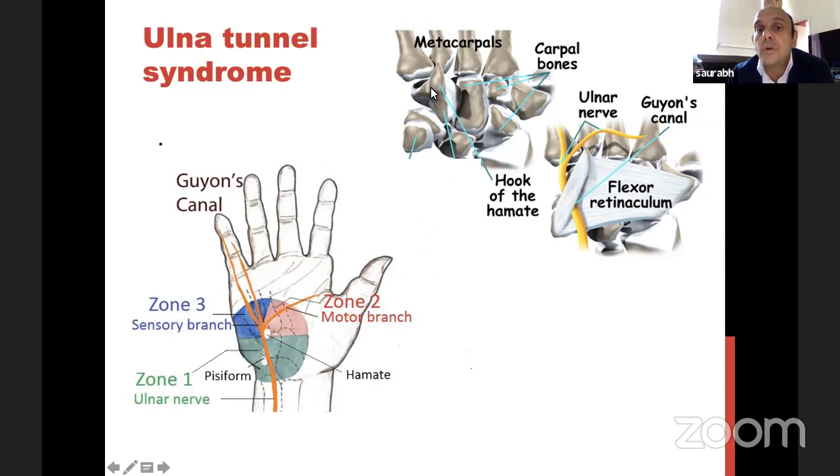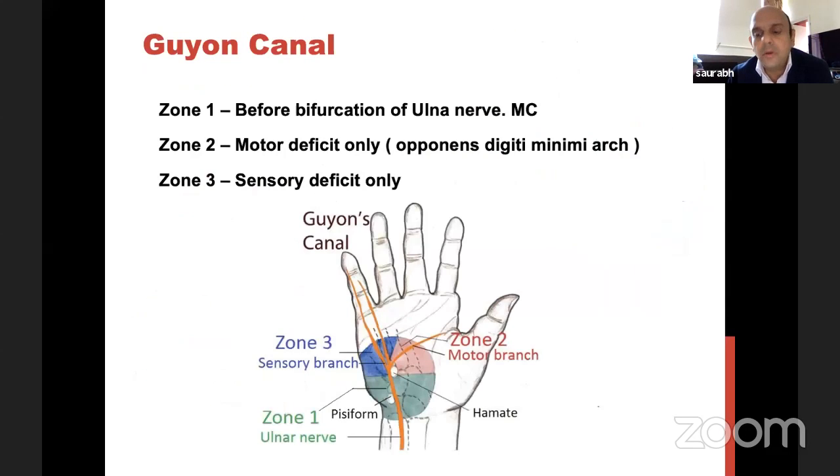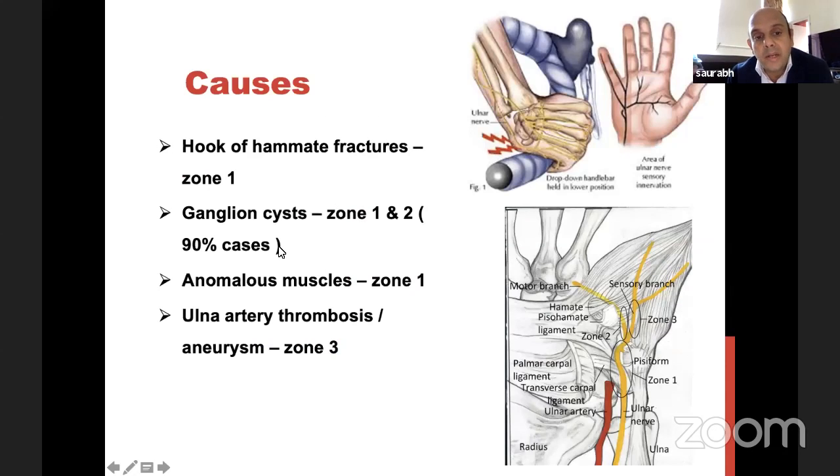Now, the answer to a non-union of the hook of hamate will be to excise it. So either we go through Guyon's canal, or you can even go through the carpal tunnel, and then through the ulnar wall of the carpal tunnel, you can excise it. I've done it both ways, whichever way is preferable to you. So in clinical practice, ganglions are common, hook of hamate is common. Anomalous muscles can happen anywhere in the carpal tunnel and Guyon's canal. Ulnar artery thrombosis or aneurysm, that's for zone 3, commonly happens in people who ride bikes or motorbikes.